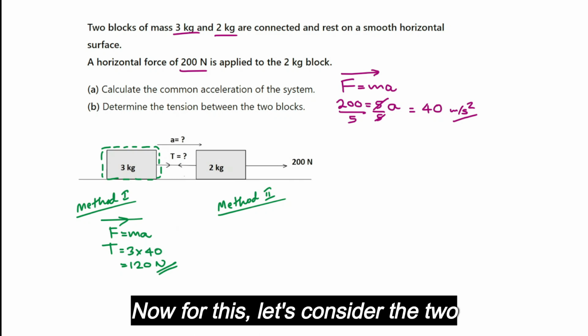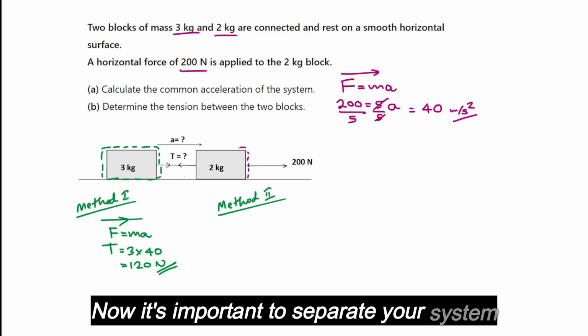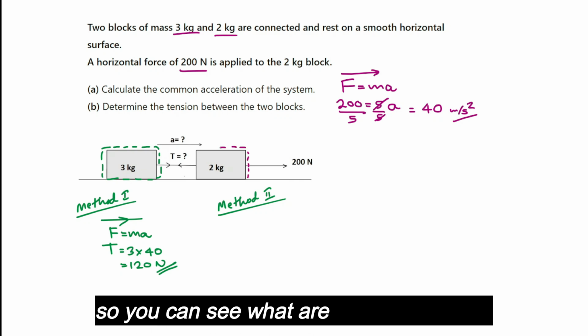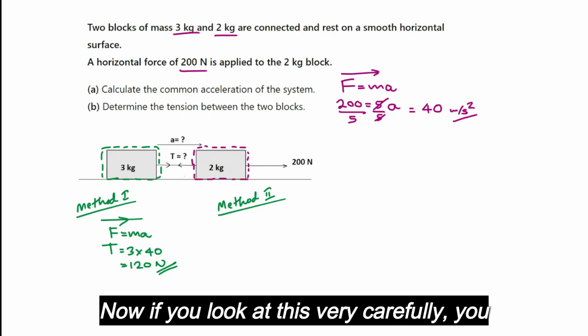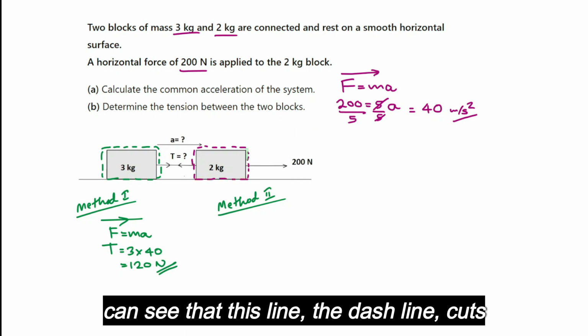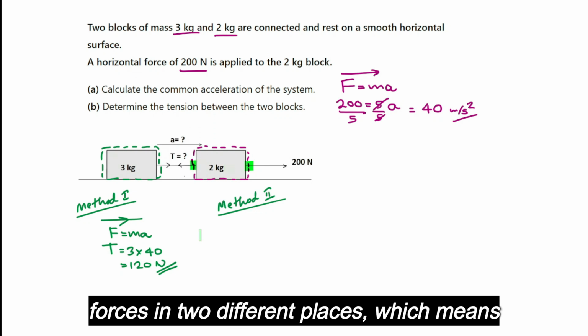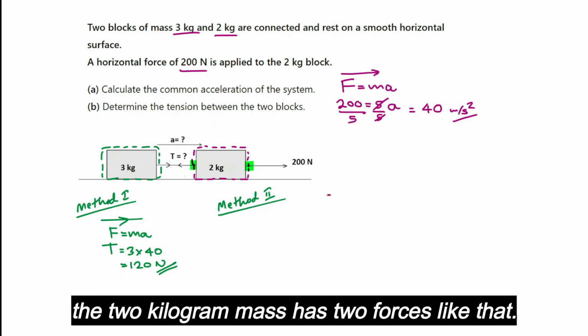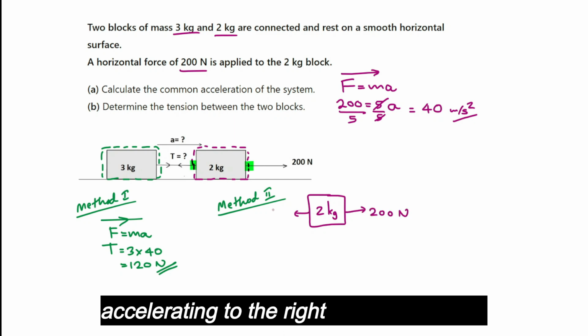For this, let's consider the 2 kilogram mass as our system. It's important to separate your system so you can see what forces are acting on this system. If you look at this very carefully, you can see that this dashed line cuts forces in two different places, which means the 2 kilogram mass has two forces like that. Under these conditions, this is accelerating to the right at 40 meters per second squared.